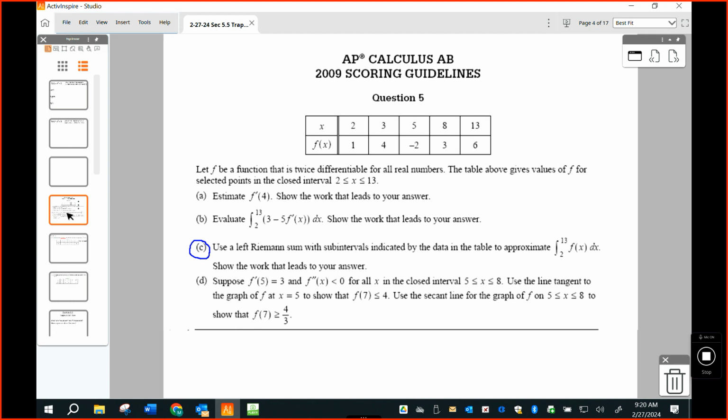So the next test is next Thursday and Friday before spring break. So copy down this table.